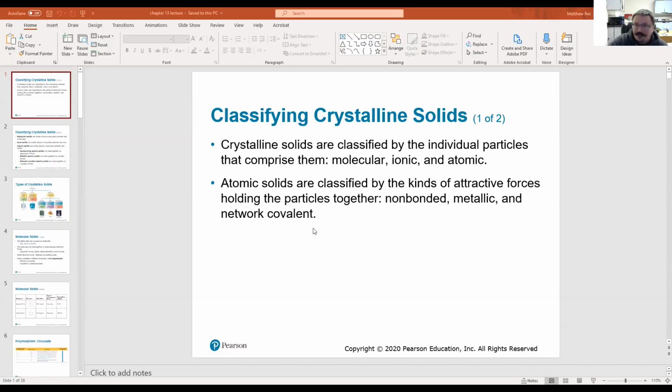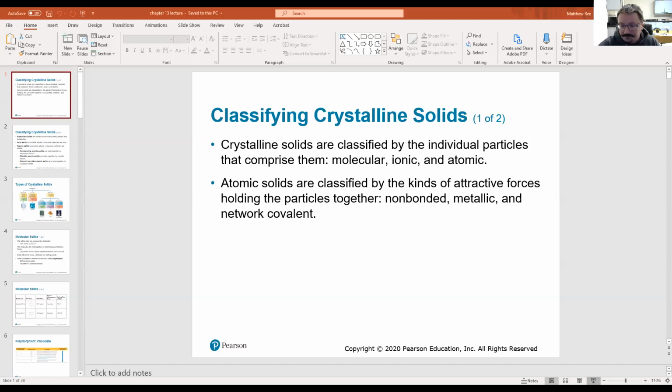So classifying crystalline solids. You've learned about intermolecular forces. You learned about lattice cells. So you know how those crystalline solids come together. So we're going to look at what are the different types of crystalline solids, what are those components that make up all those points in the lattice cell, the corners, the faces, the body centered, etc. And how are they different? How do we categorize them?